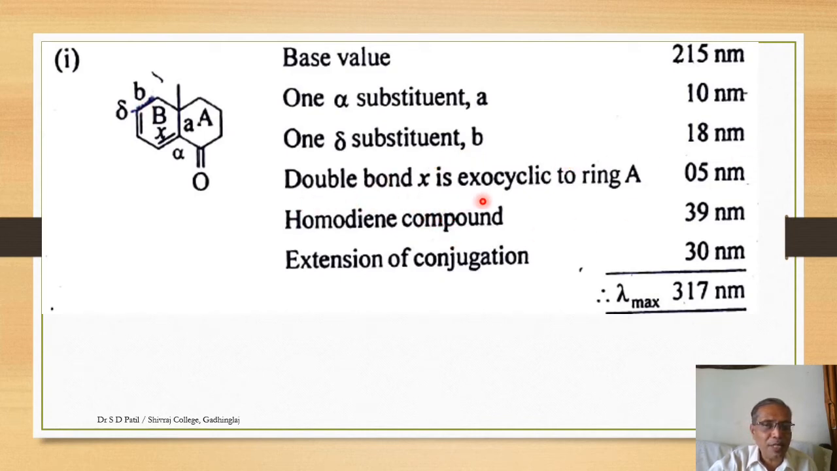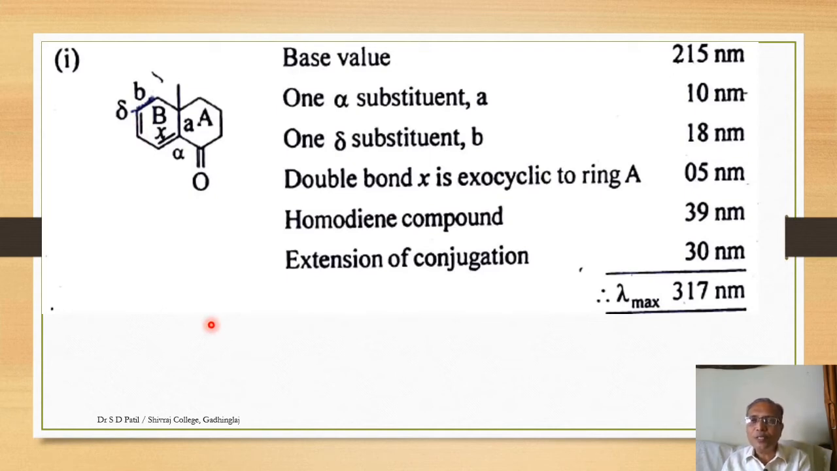One double bond X is exocyclic to ring A. So this ring A is there, so this double bond is exocyclic, indicated by X. Then this total is a homodiene component, two double bonds present in a single ring system, and this is an extension of conjugation. So extended conjugation, increment of 30 nanometers.